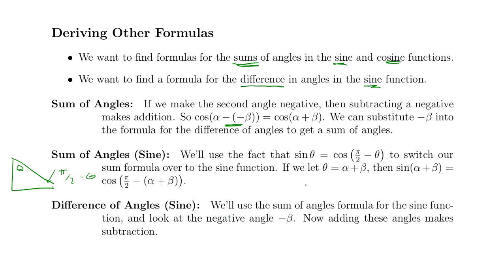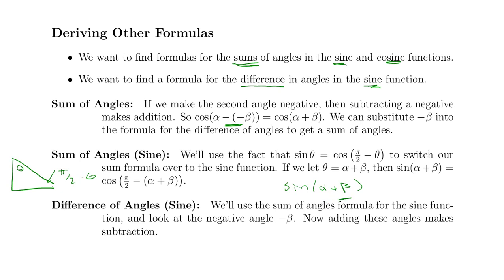So then we'll go ahead and switch that cosine formula over to the sine function. What we're going to do is let theta be alpha plus beta. So then sine of alpha plus beta is really cosine of pi over 2 minus alpha plus beta. And we'll group some stuff up and do a whole bunch of things. For the difference then, if we have the sum of angles for the sine function, let me get that again.